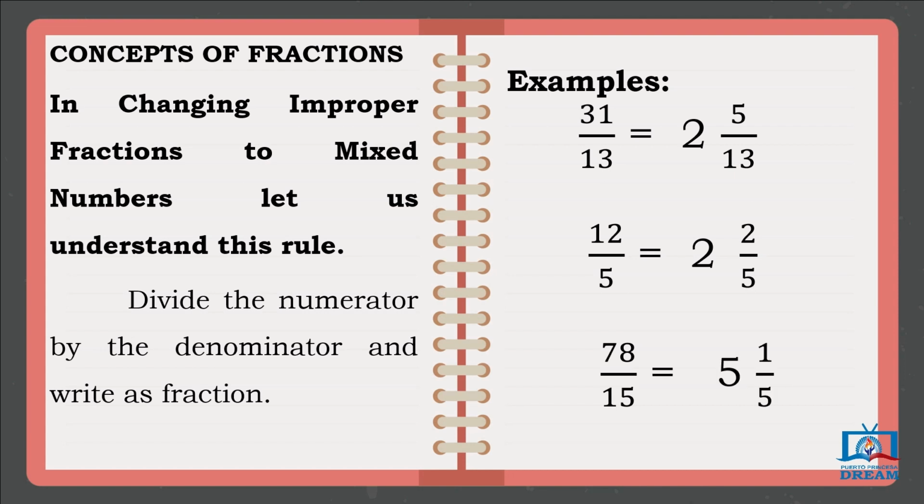78/15 is equal to 5 and 1/5. That means 78 divided by 15 is equal to 5 with a remainder of 3, or 1/5.